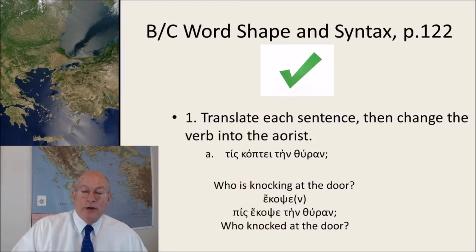So, the translation of tis kopte tain thuron is who is knocking at the door. The aorist conversion of that verb is ekopse. And so the sentence who knocked at the door, note that the aspect is a completed past action. It's not continuing in the past. It's just one event, knocked, is tis ekopse tain thuron.